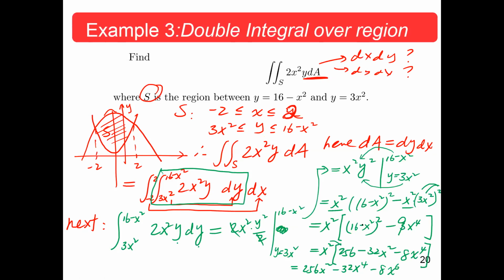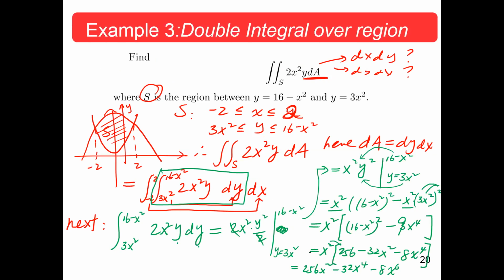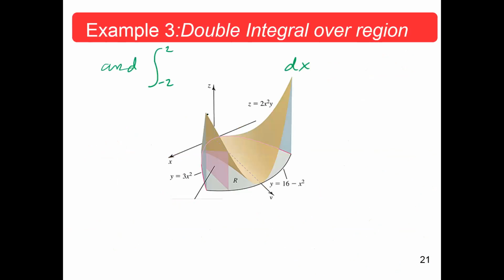Is everything good? Yes. Okay, this is for the inner integration, right? Inner integration. And then we just have one more step to do. Okay, let's see. And we have outer integration, which is negative 2 to 2 dx. And let's just copy this piece over here.